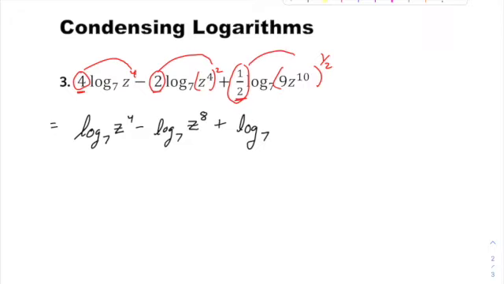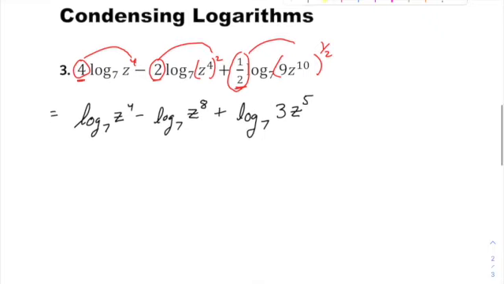So the square root of 9 is 3, and z to the 10th to the 1/2 is z to the 5th, or the square root of z to the 10th is z to the 5th, however you like to think about it. But just watch out for that 9 raised to the 1/2. Sometimes people get a little sloppy and say 4.5 or something like that, but that's taking the square root of it. Okay, so now we've got 3 logs here.